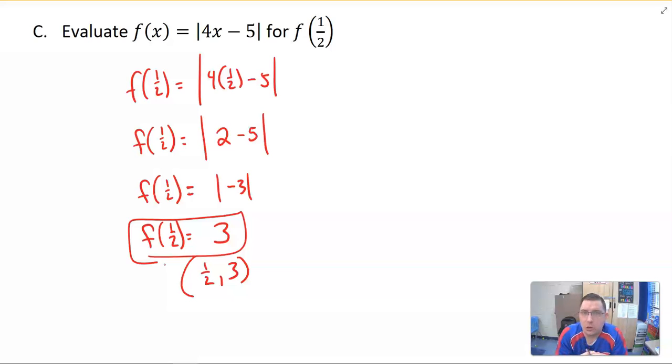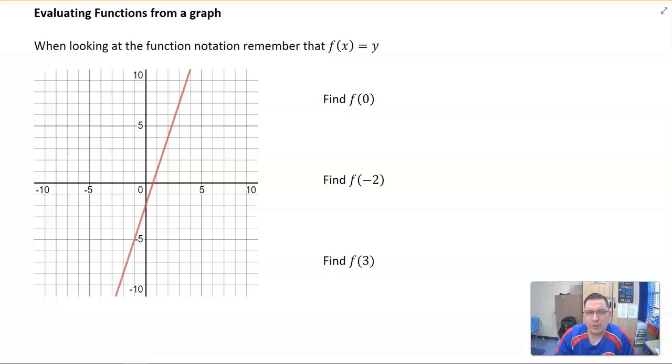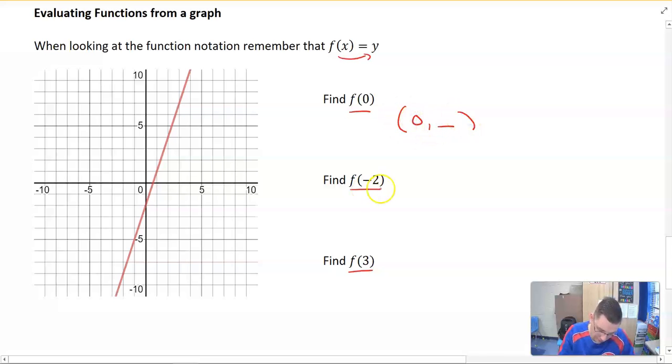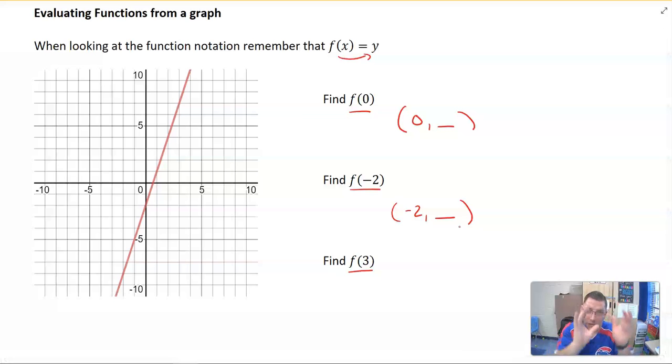Okay. So in example 2, we're going to look at graphing and see what it means to evaluate a function from a graph. So let's take a look at those. As we evaluate functions from a graph, we need to remember that f of x is our y, right? The x that's inside the parentheses is our independent variable, and what it's equal to is the output variable, our dependent variable, right? And so when we look at finding f of 0 or f of negative 2 or f of 3, we're looking for our ordered pair (0, blank), or for f of -2, (-2, blank). We're looking to see what is the y value when the x is equal to what's in the parentheses.